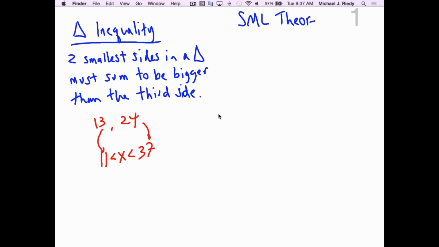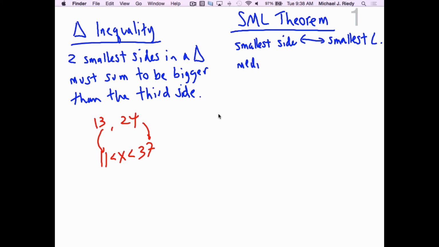Next on the agenda is the SML theorem. Not SNL, not Saturday Night Live. SML stands for small, medium, large. It's pretty simple. The smallest side has to be opposite the smallest angle. The medium side has to be opposite the medium angle. And the largest side has to be opposite the largest angle.